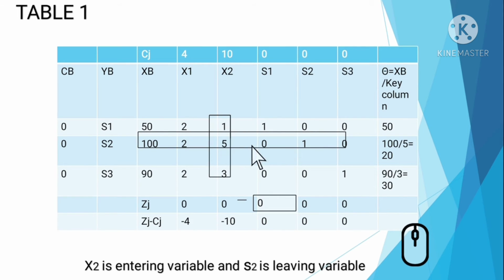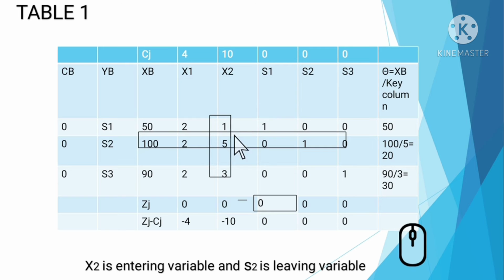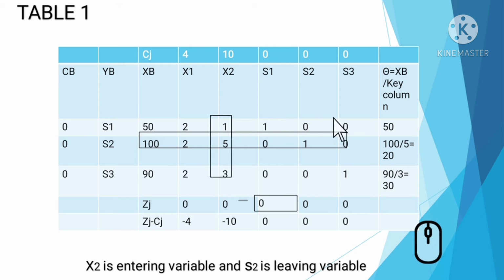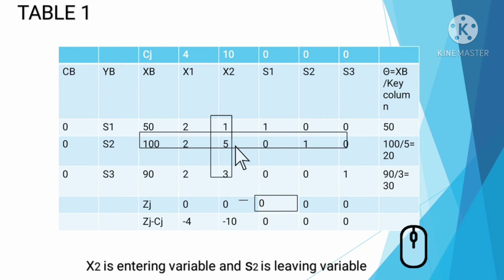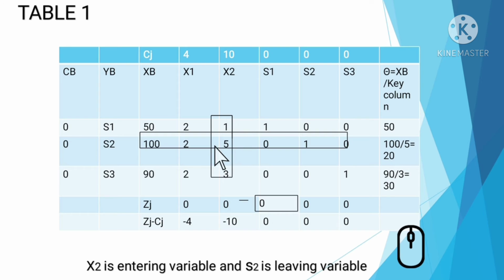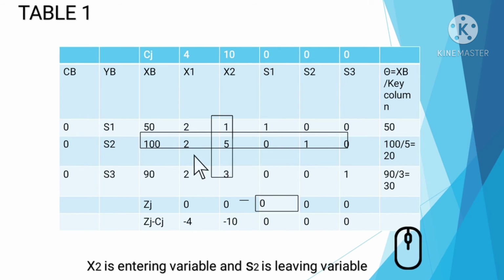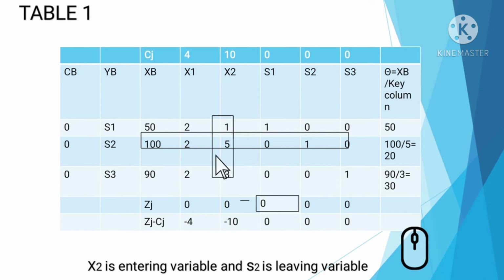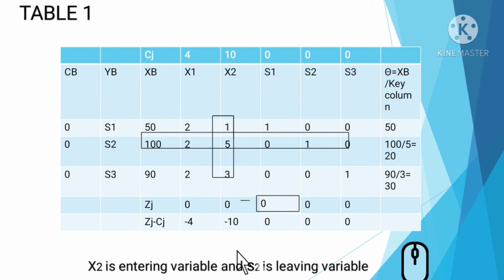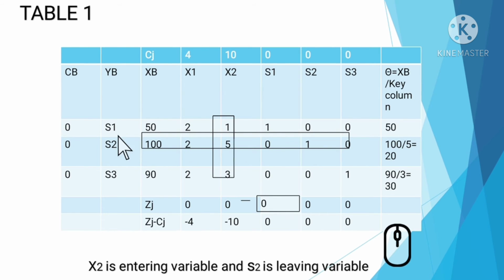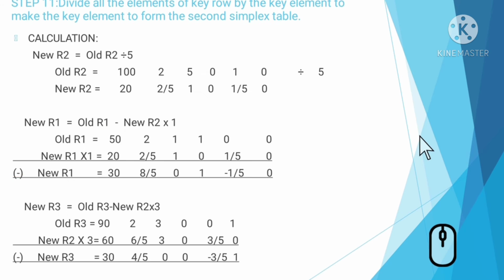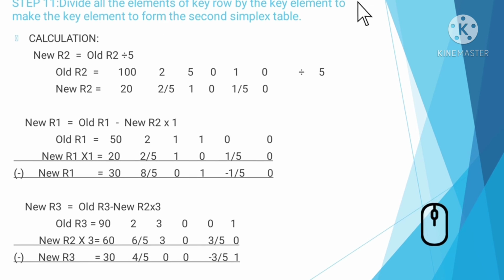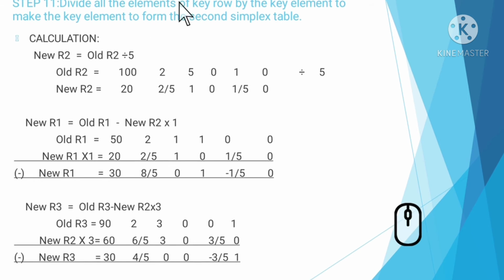So this 5 is called the key element, that is, the meeting point of the key column and key row is called the key element. This is the key element, that is, 5 is the key element. Now this S2 is going to leave and this X2 is going to enter in the place of S2. Let us do the calculation. So divide all the elements of the key row by the key element to form the second simplex table.